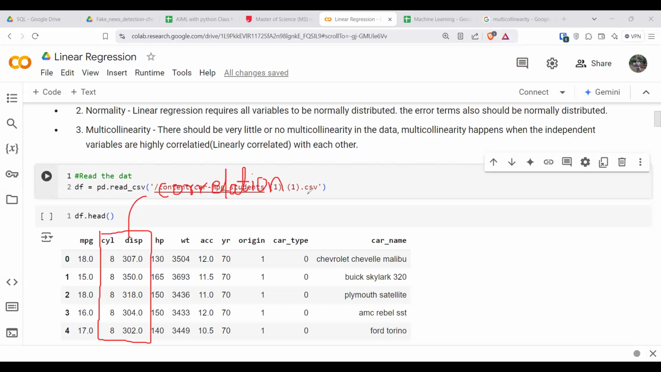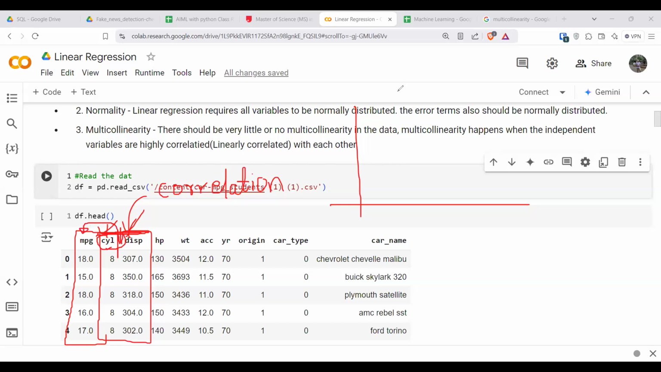It means they are highly correlated. If cylinder is increasing, your displacement is increasing, and if cylinder is decreasing, your displacement is also decreasing, right? So they have high correlation between them. So if you just consider these two independent variables and fit a model using them, you will not be able to separate their effect. You'll not be able to get the individual effect of cylinder to predict your target variable, right? So that becomes your problem.